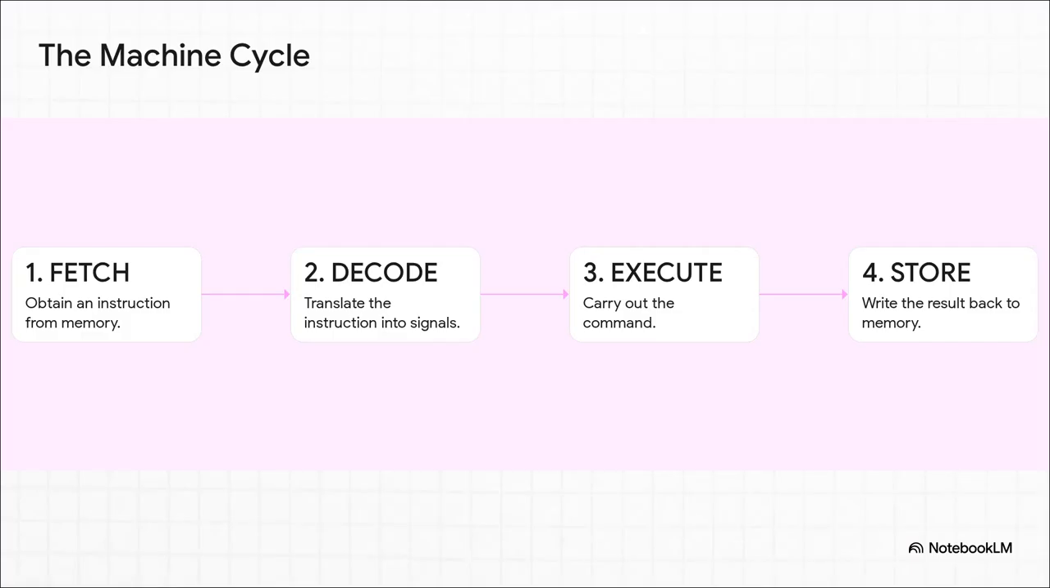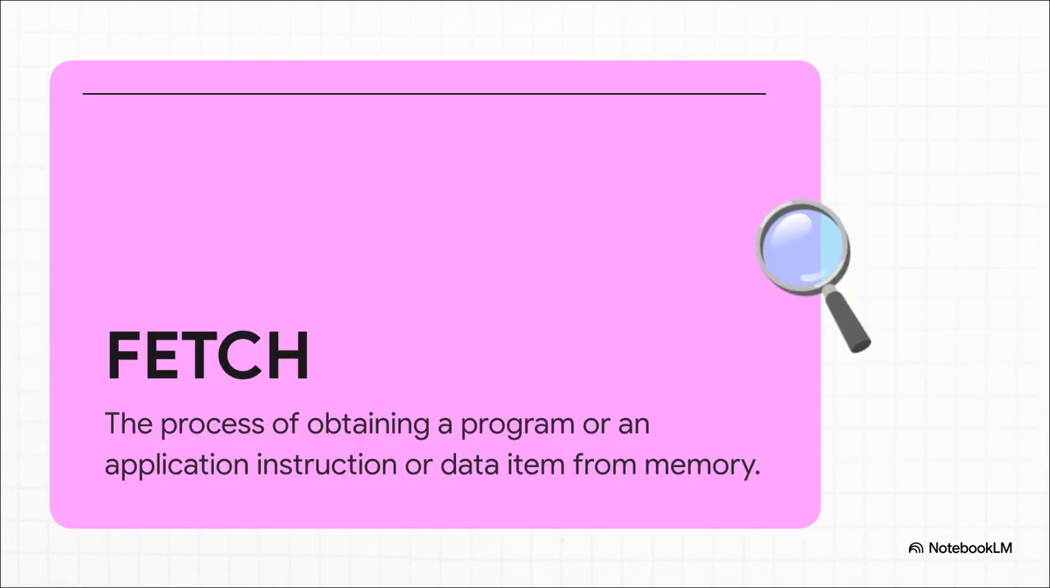This is the machine cycle. You can think of it as the fundamental heartbeat of your computer. It's a four-step dance: fetch, decode, execute, and store. And your processor does this dance billions of times every single second. Yeah, you heard that right. Billions. So everything kicks off with fetch.